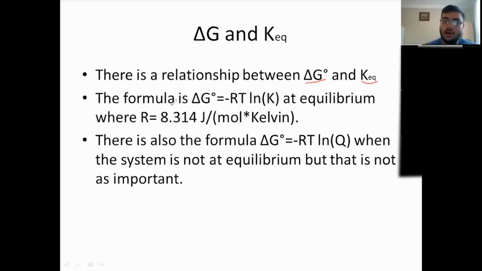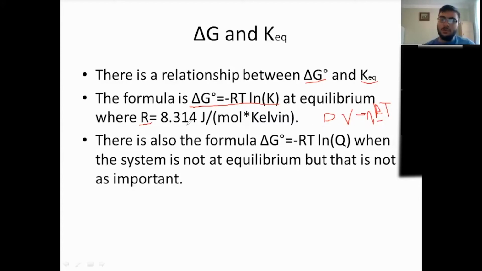Okay, moving on. As I mentioned, delta G standard, and I'll cover the difference between delta G standard and delta G in a little bit, and K. The formula is delta G standard equals negative RT ln K, and this is K_eq, but we just call it K, at equilibrium. And this is important, it's at equilibrium, right? R is the gas constant, the same one as in PV equals nRT. It's 8.314 joules per mole per Kelvin.